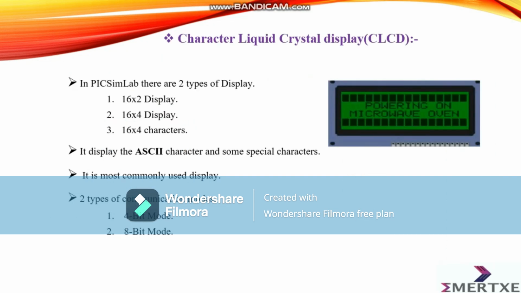Next is the character liquid crystal display, CLCD, in PICSIM LAB. There are types of display: the first one is a 16 by 2 display, and the second one is a 16 by 4 character display. It displays ASCII characters and some special characters. It is the most commonly used display. There are two types of communication mode: 4-bit mode and 8-bit mode.